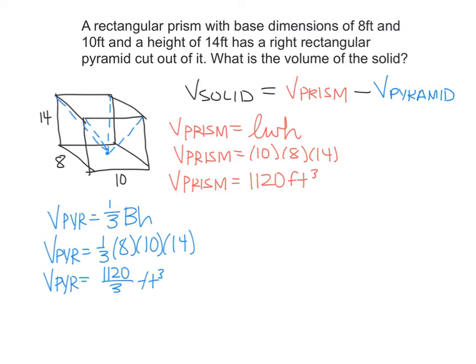Now we look back up at the top. We have volume of our solid is volume of prism minus volume of pyramid. So take a second and see if you can come up with the total for the volume of the solid.